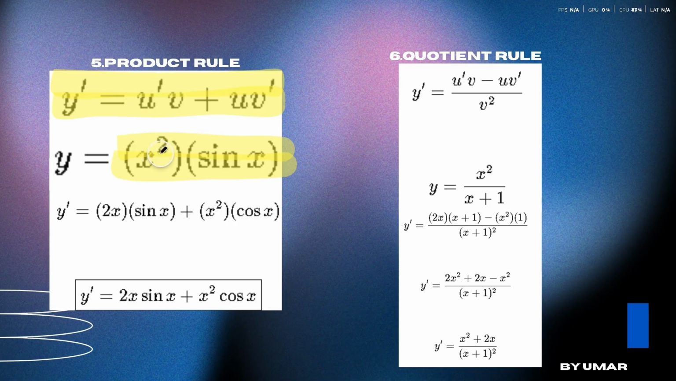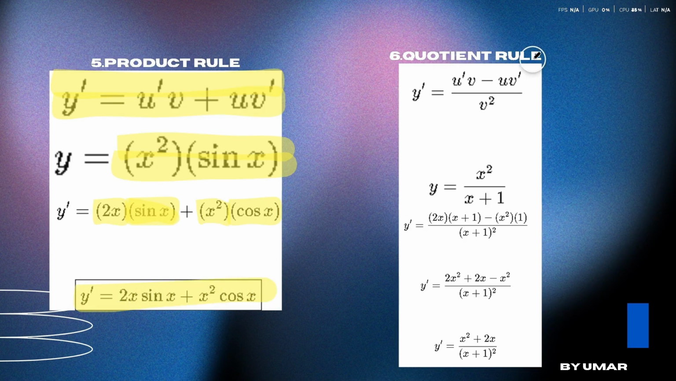u is x to the power of 2, and u prime, we can differentiate this, and it will become 2x. And then v is sin x, so we just take this and write it down, plus u, which is x to the power of 2, and write it down here. And then v prime, differentiating sin x, we get cos x. And the final answer will be like this.